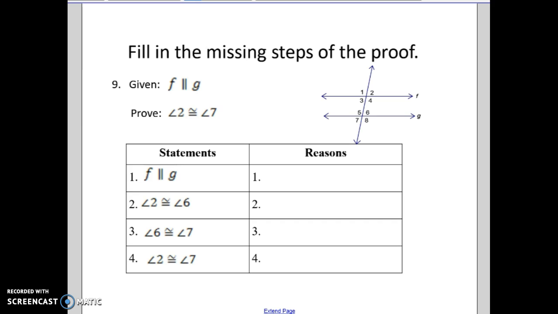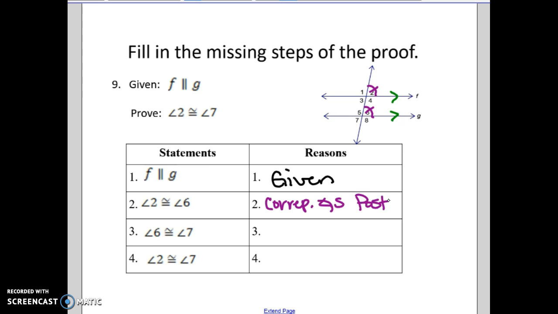First, we know that line F is parallel to line G because that's my given, so I have to mark that. And then in my proof, I have that F is parallel to G, so I write that as my given. Okay. And then they say that angle 2 is congruent to angle 6. Well, what kind of angle pairs are those? That is a corresponding angles pair. So we have the corresponding angles postulate.